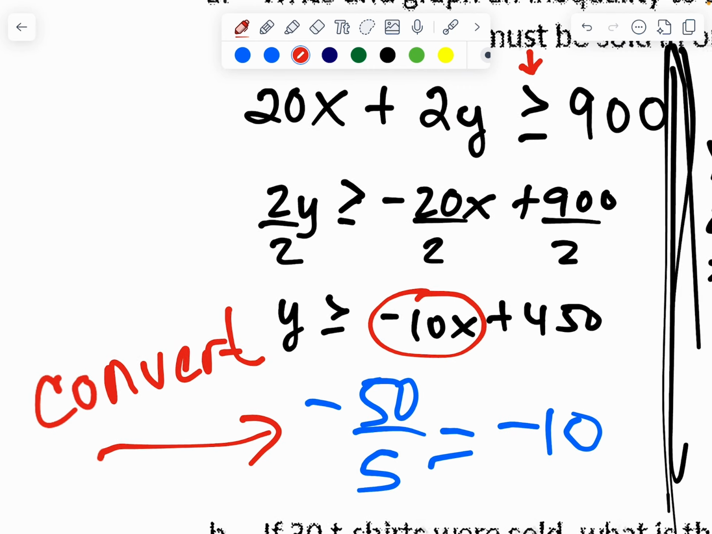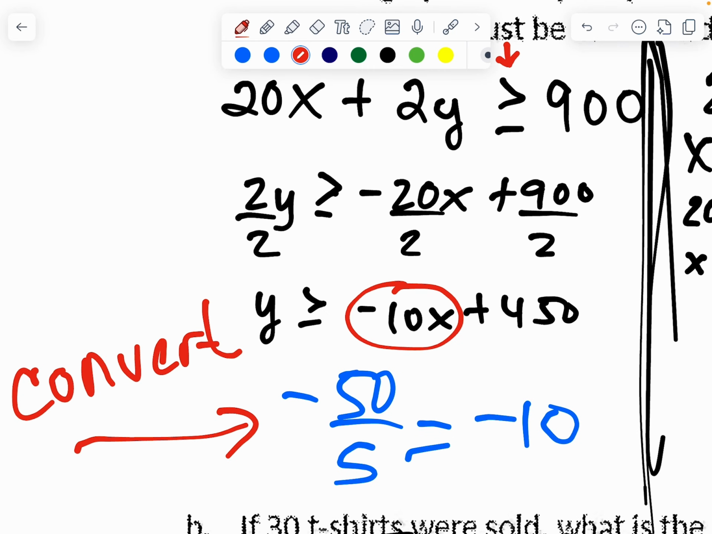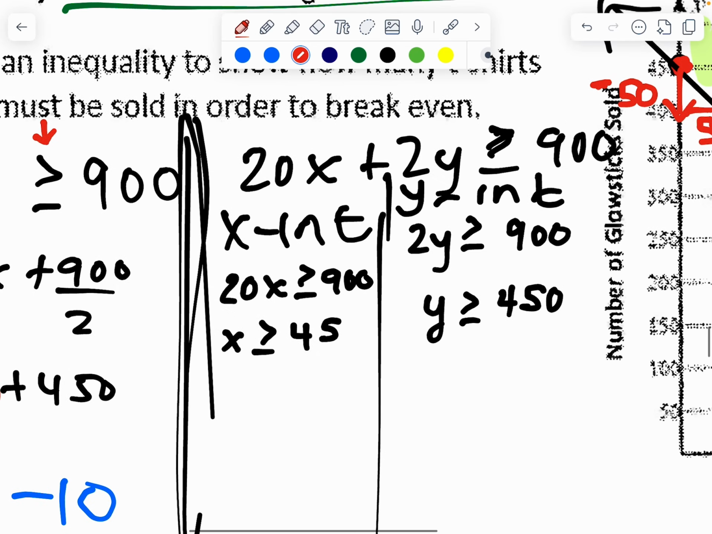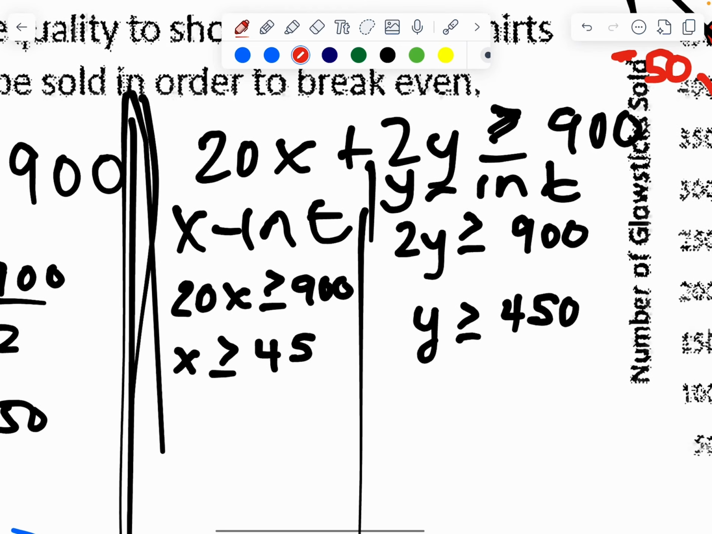But I can notice that negative 50 over 5 is equal to negative 10. So I can convert that and make sure that it matches my slope. If I went down 50 and over 5, which means down 1 unit and over 1 unit, that would give me negative 10. So you can graph using slope-intercept form, or the easiest way is to graph using the x and y intercepts.